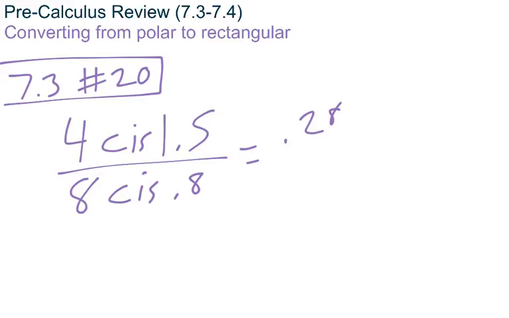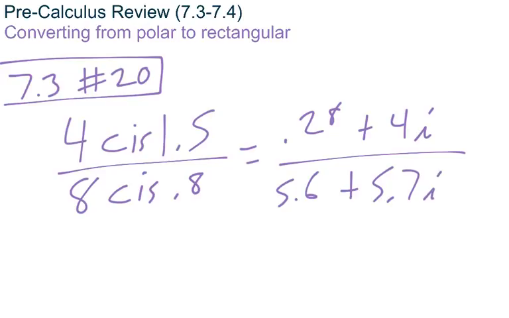And then you go ahead and do the imaginary portion, which is 4 times the sine of 1.5 if you're in radians, and that comes out to basically 4. So that is plus 4i. You're going to put all that over 8 times the cosine of 0.8. That comes out to 5.6, and then 8 times the sine of 0.8. That will come out to 5.7. So that is plus 5.7i.